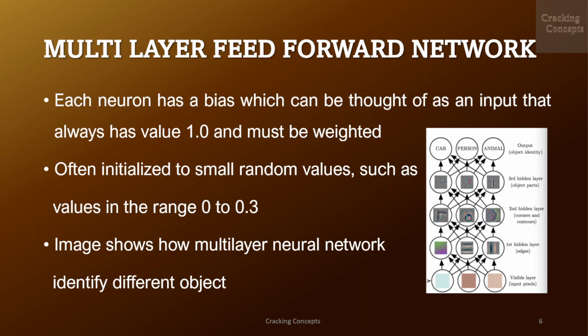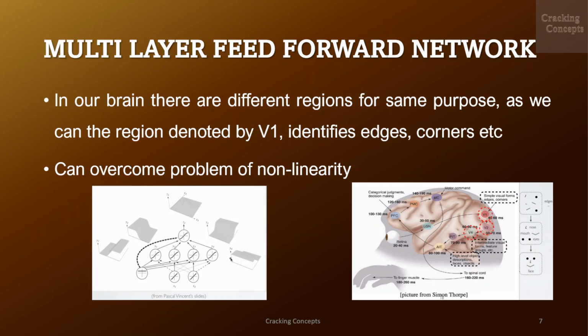The image here shows how a multi-layer neural network identified different objects by learning different characteristics of the object at each layer. For example, from the bottom, at the first hidden layer, the edges are detected. On second hidden layer, corners and contours are identified. Similarly, there are different regions in our brain which are there for the same purpose, as we can see the region which is denoted in red as V1 that identify the edges, corners and etc.